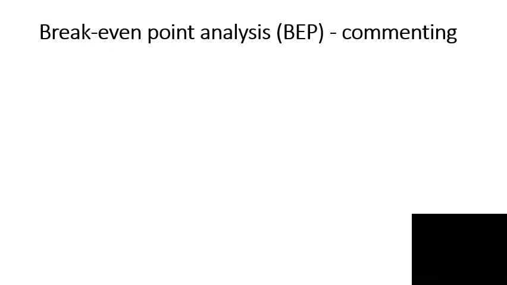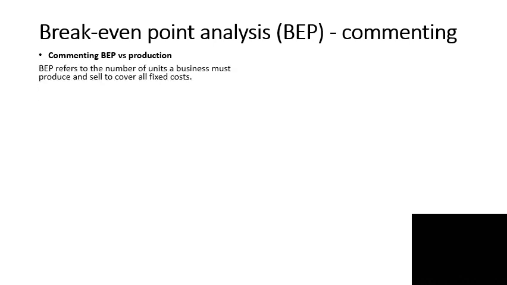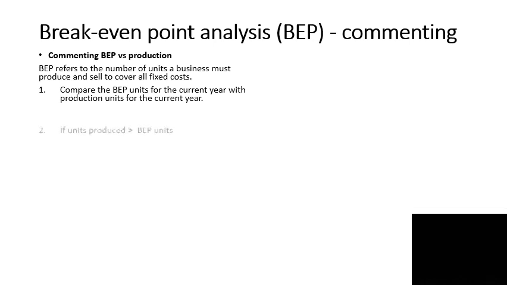Our next thing is to comment. We are expected to comment on break even. How do we comment? From our definition, it is the number of units a business must produce and sell to cover all fixed costs. When we are commenting, first you can comment on break even with your production, and we can comment on break even versus break even. So in two parts: break even versus production, and break even versus break even for the previous year. Our first step, compare the break-even units for the current year with production units for the current year.